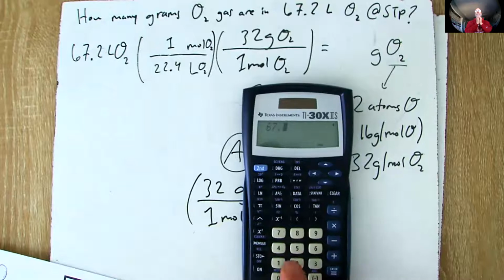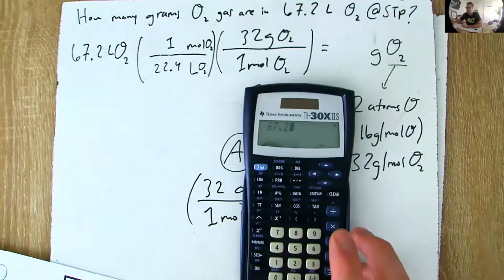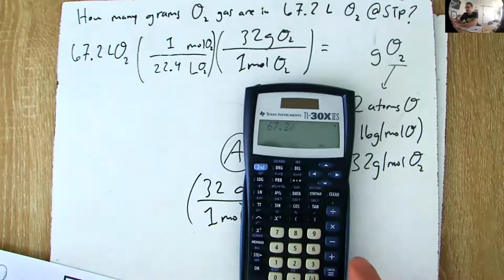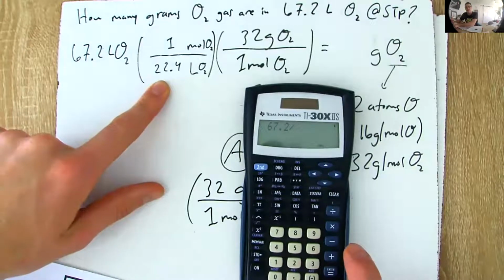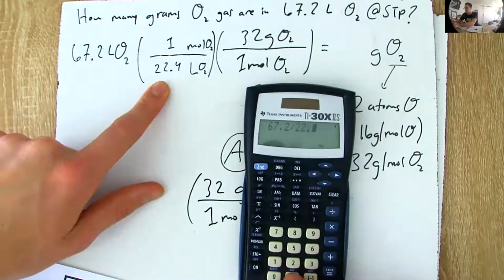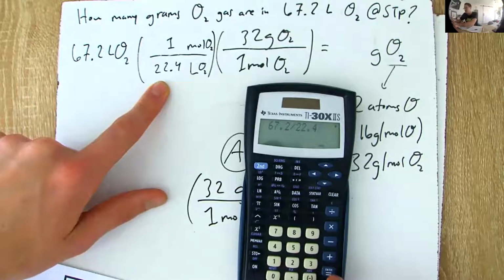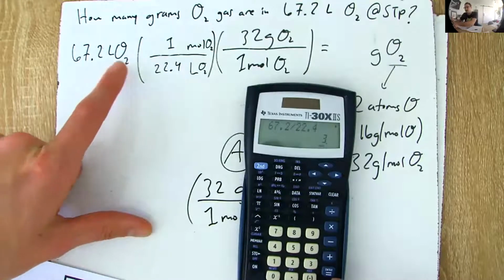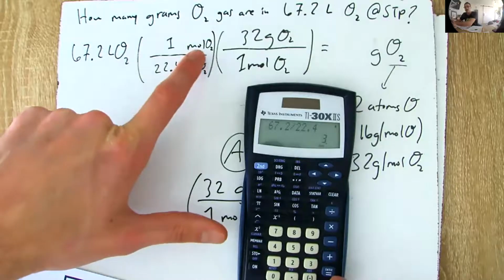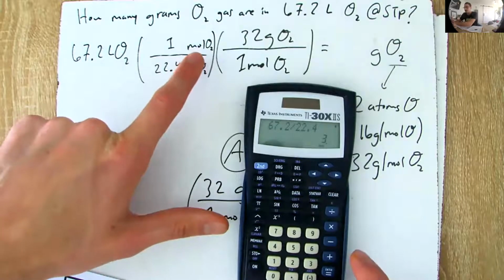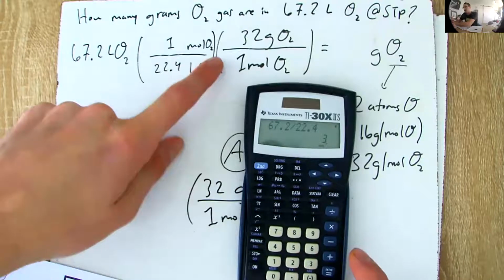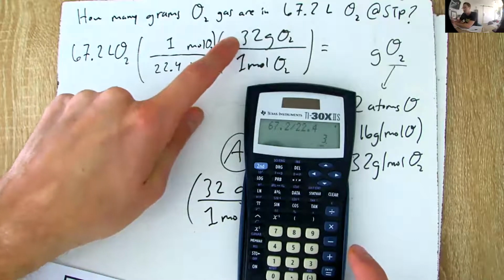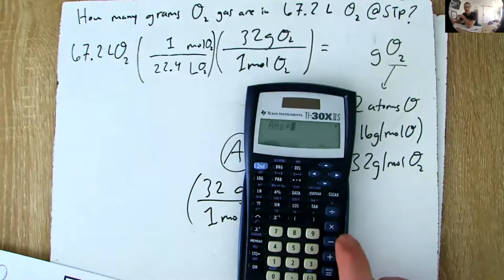Perfect. So let's start with 67.2. We push the divide button because our next number is in the denominator, 22.4. I like to push equals because it gives me the most information. That says 3. So it looks like 67.2 liters is 3 moles of O2. I don't want to stop at moles, so I'm going to multiply by the next conversion factor. I'm multiplying by 32 because the 32 is in the numerator. So let's take that answer and multiply by 32.